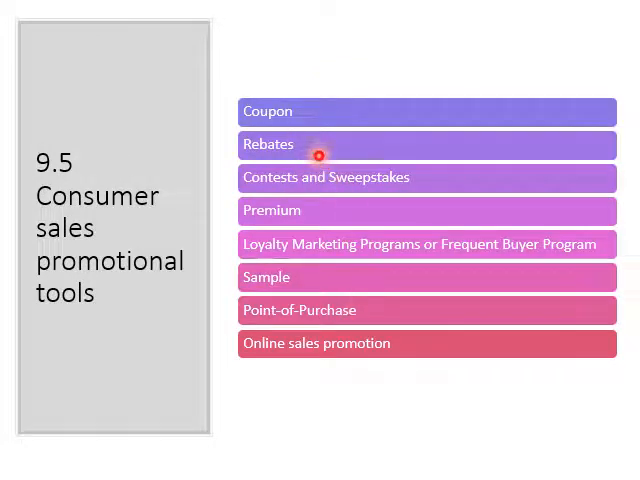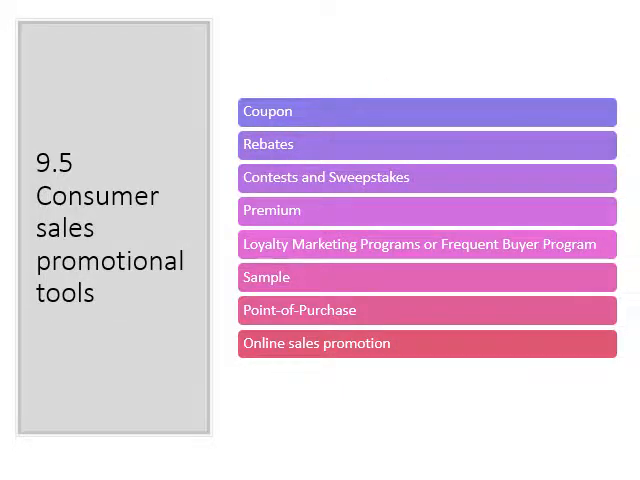So here are all the tools, I think it's eight: one, two, three, four, five, six, seven, eight. Yes, eight sales promotional tools for consumers. The first one is coupons. You have rebates, contests and sweepstakes, premiums, loyalty marketing programs, sometimes known as frequent buyer programs or frequent buyer clubs, samples, point of purchase, and last but not least, online sales promotion.